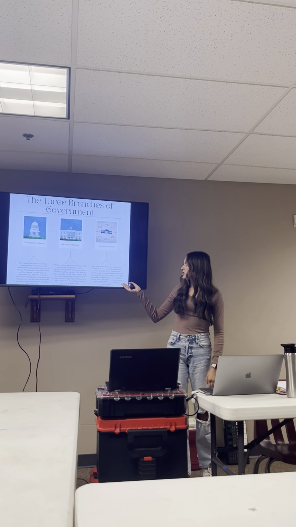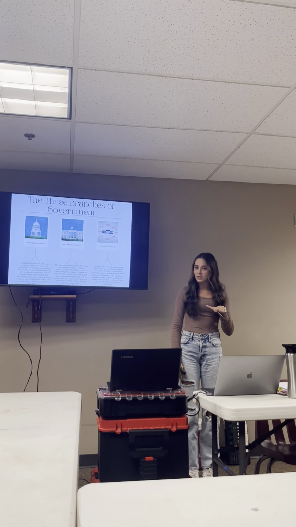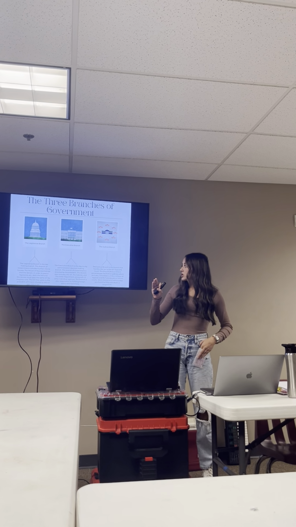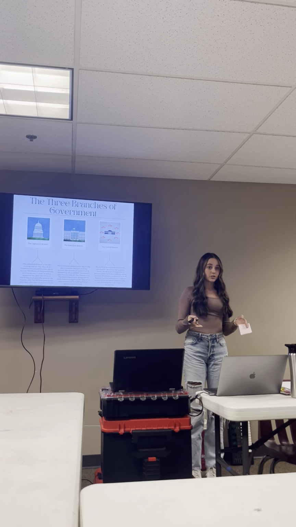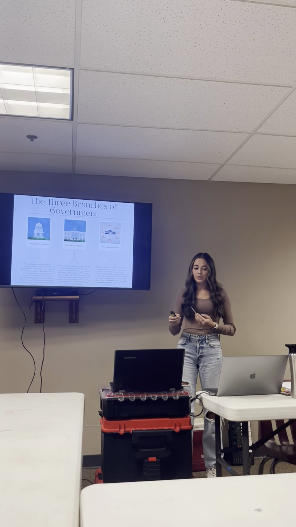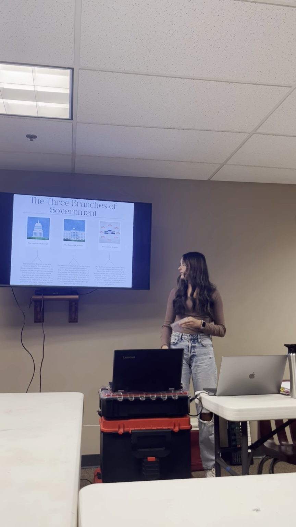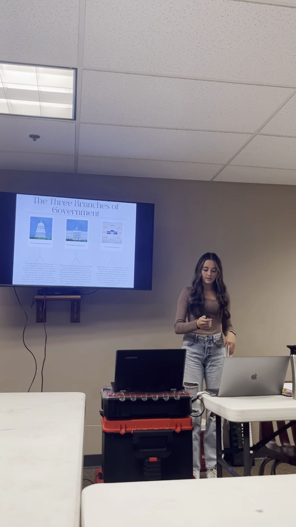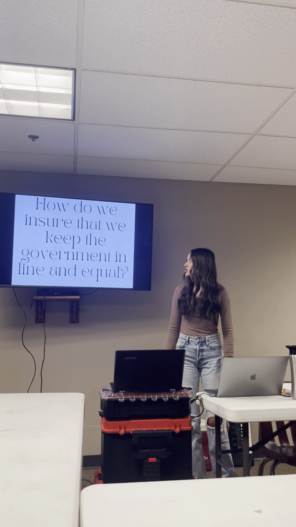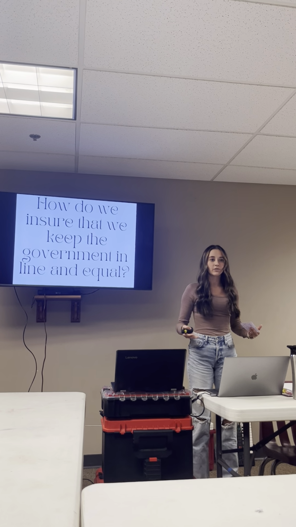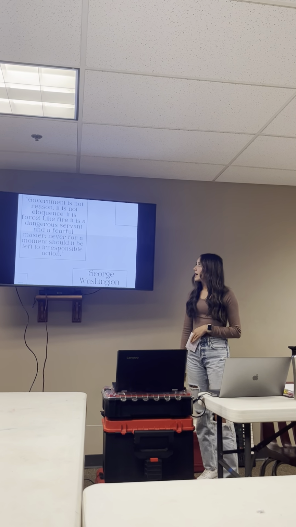The judicial branch is the branch that handles the law under the Supreme Court. This branch of government encompasses the federal judiciary, which includes 13 members of the U.S. Court of Appeals and 94 federal judicial district courts. So, how do we ensure that we keep all of these branches of government in line and equal?